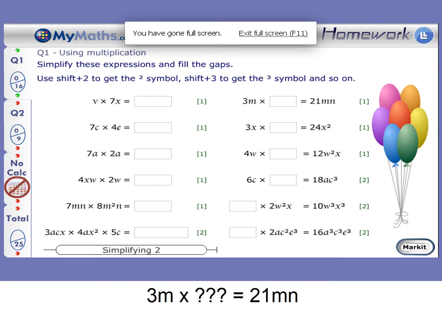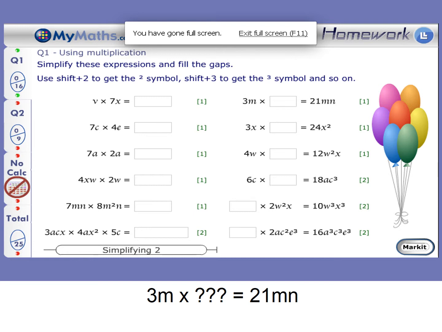The questions on the right-hand side are a bit trickier. It's sort of, what is the missing bit? On the right-hand side of the first one, we got 21mn. So really, we can see we've got a 3m to start with. So we go, 3 times what gives me 21? It's got to be 7.